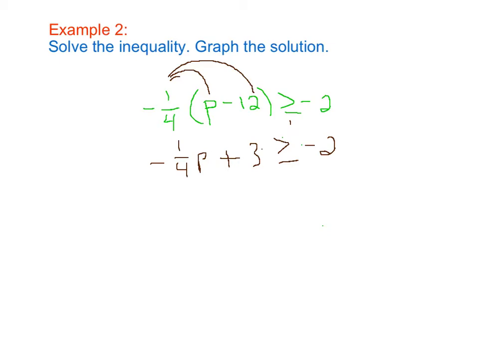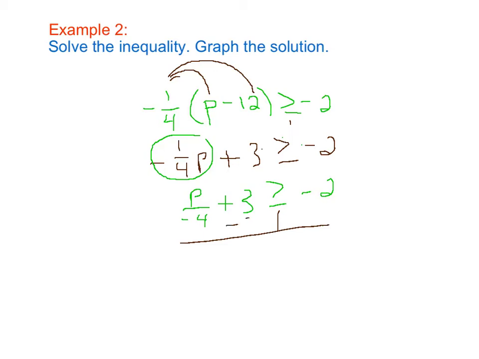Okay, so I'm going to look at this first part here, this negative 1/4 p. We can also write that as p over negative 4. So I'm going to leave it changed like that. Now, as we look at this, we want to work to get the variable by itself, so we're going to have to undo the adding by 3, so I'll subtract 3 on both sides. After we do that, we get p over negative 4 greater than or equal to negative 5.